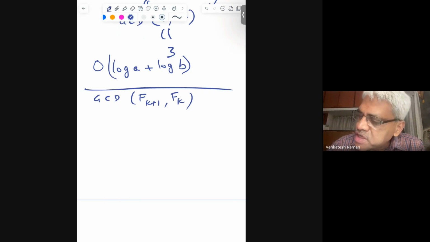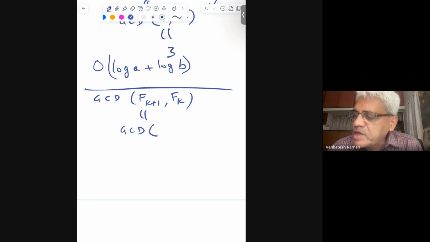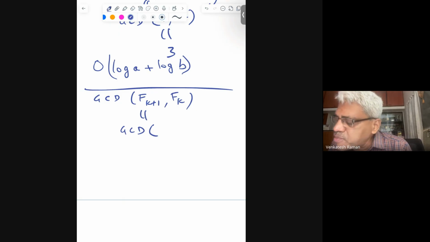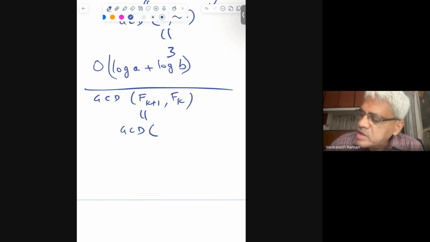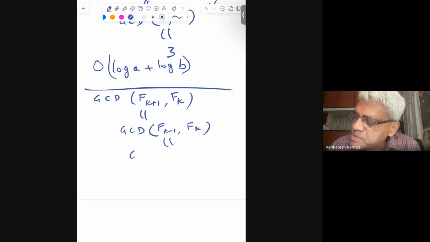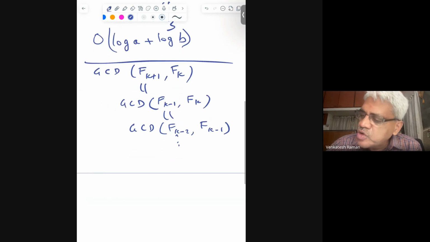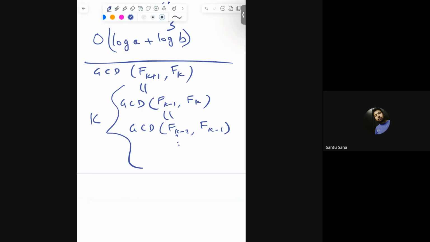If I want to do GCD of F(k+1) and F(k), what do we get? This is equal to GCD of, there is no common factor, so you subtract out F(k) and the remainder would be F(k-1). So it will be GCD of F(k-1), F(k). And then when you subtract out, this would be GCD of F(k-2), F(k-1), and so on and so forth. This would be the worst case. So the number of steps you need will be something like k steps.